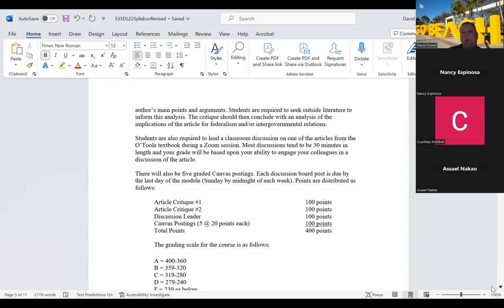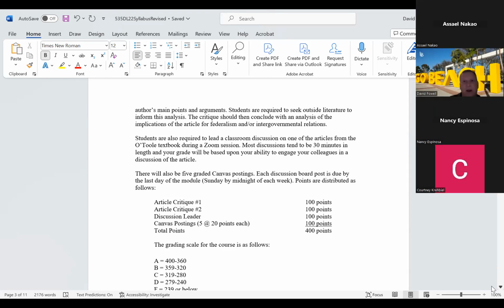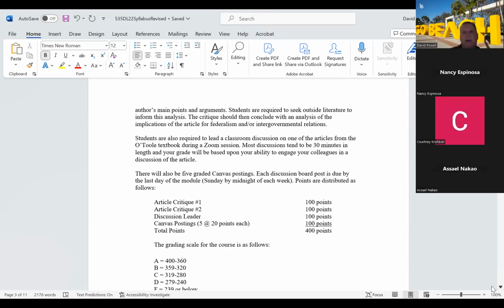Do make sure to use outside research. And so I'm asking for just a handful, maybe 2 or 3 or 4 outside resources that can really help support the argument that you are making in your article critique. And as always, you're used to this by now, but use APA formatting, 7th edition. So I won't ding you in terms of points if you mess up some APA formatting, but do make sure that your citations adhere to APA format.